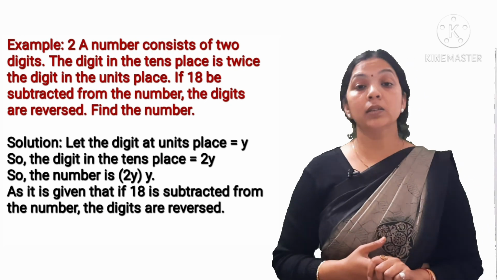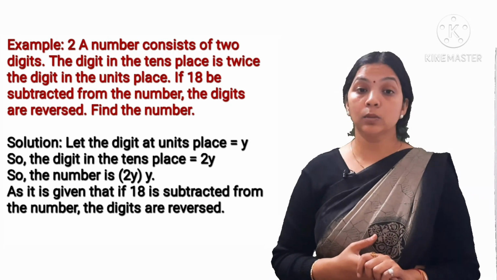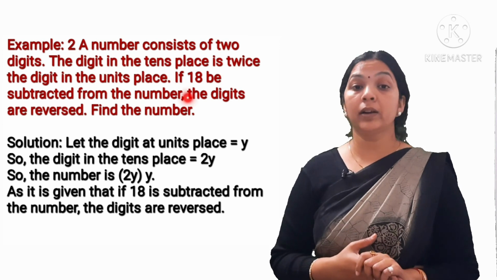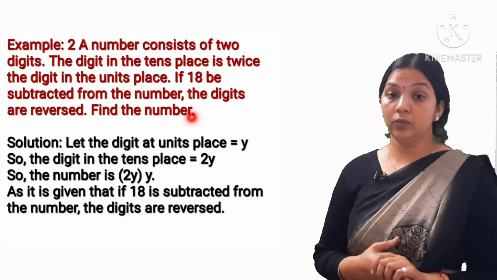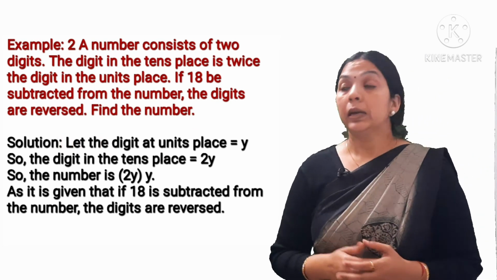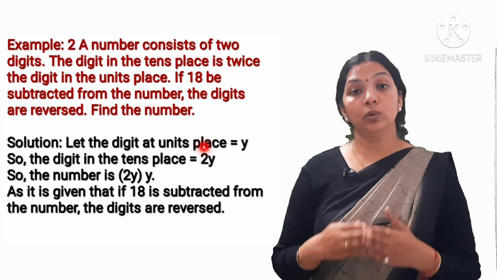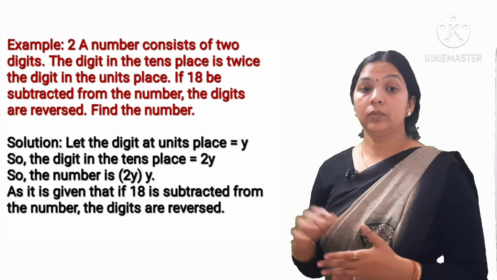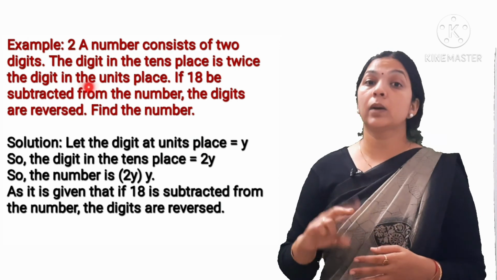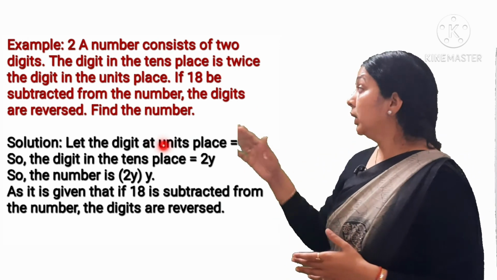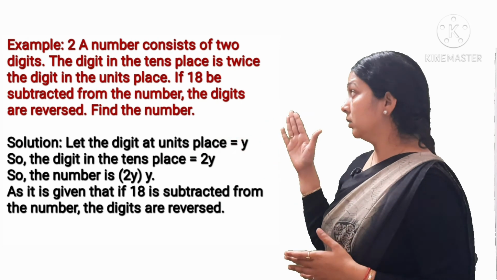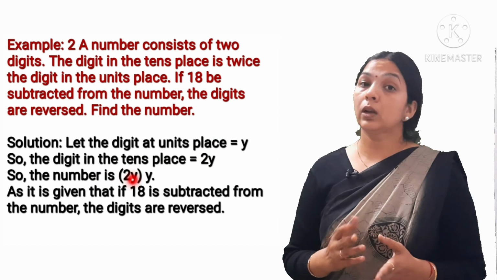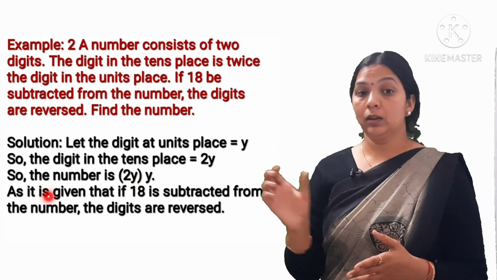A number consists of 2 digits. The digit in tens place is twice the digit in the units place. If 18 is subtracted from the number, the digits are reversed. Find the number. Now, if we take the digit at unit place as y, the digit at tens place is double the digit at unit place, so the digit at tens place will be 2y. Now, the number will be 2y and y.